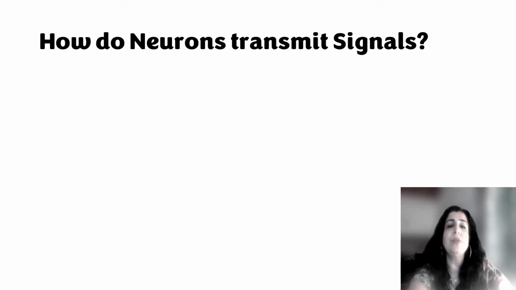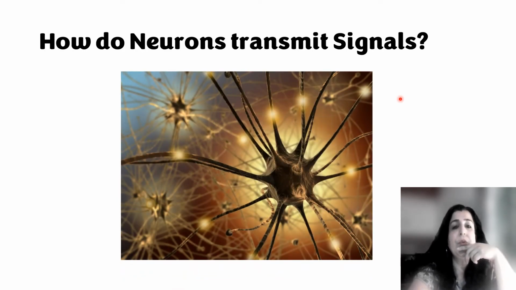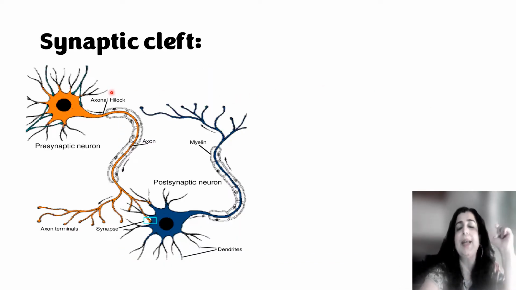So how do neurons transmit signals? We are saying that neurons are there, neurons are transmitting signals, but how do they actually manage it? Well, as you can see over here, there are a lot of neurons and they're all interconnected from the dendrites and the synapses. Let's discuss that. So for that purpose, we come to the synaptic cleft. Now, what is synaptic cleft?